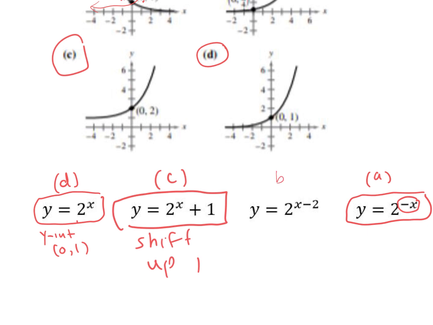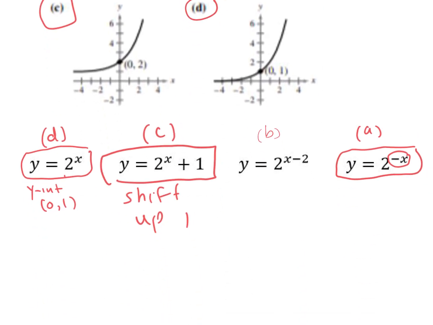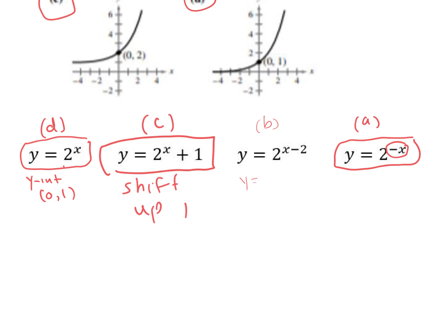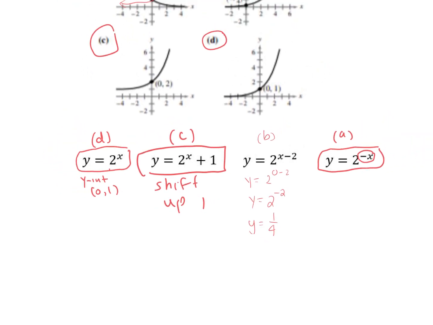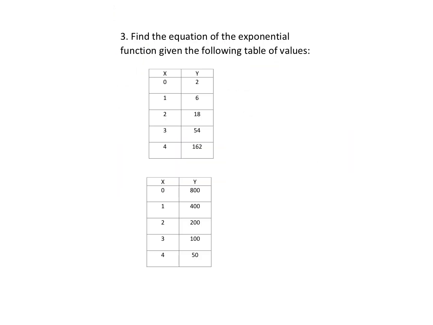And I can check with B because it has a y-intercept of 1/4. So if I put in 0 for x to find the y-intercept, I get 0 minus 2, which is negative 2, and that is equal to 1/4. So that's another way to find out: check the y-intercept by plugging in 0 for x and seeing what y-intercept you get. So process of elimination, you can look at: are there any shifts? What's the y-intercept? And you should be able to match it from there.